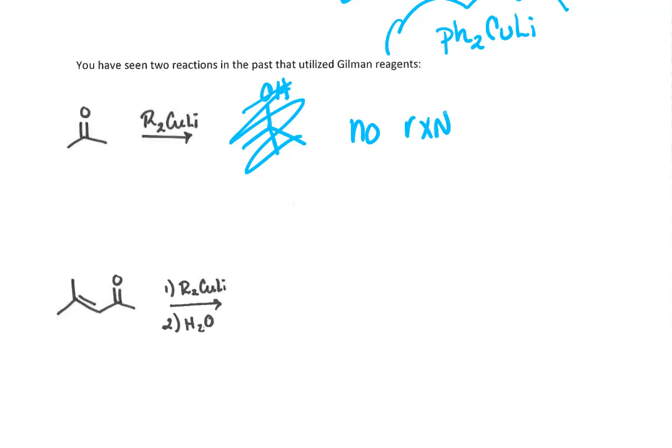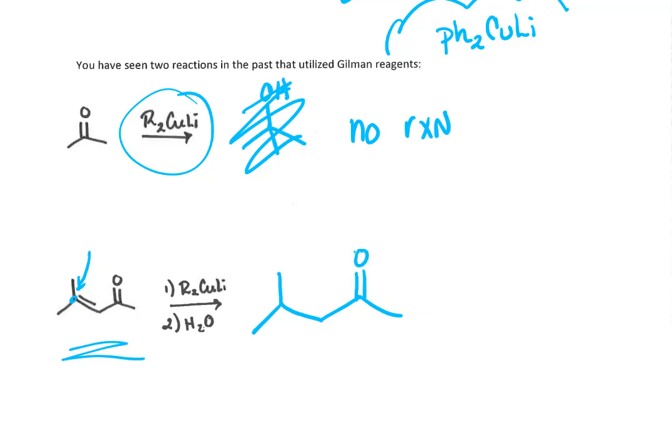Now, in addition to saying they don't react with ketones, when we see this alpha-beta unsaturated ketone down here, do recall that these will react, but they're going to add to the 4th position. They're not adding to the oxygen there, but rather they're going to add to this position. So you end up getting the oxygen here and another R group here.